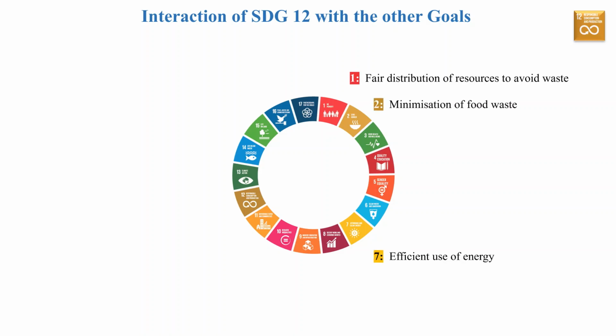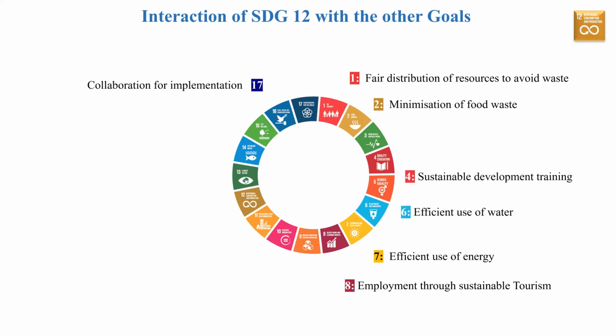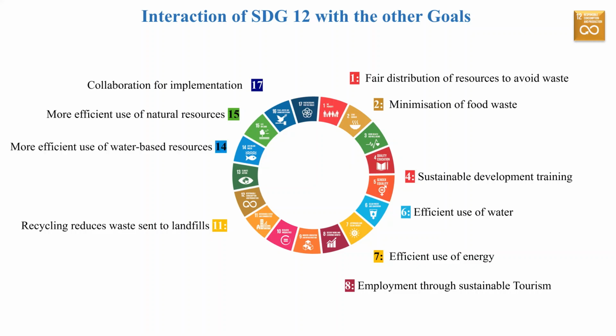Minimizing food waste, we've spoken about efficient use of energy. How can you make your buildings more efficient? Even your homes, how can you make them more efficient? And we're talking about construction just now, and some of these toilets, the older ones, have a huge tank, but you don't need that amount of water to flush. So we're seeing those toilet water tanks becoming smaller just to increase efficiency with regards to water. Employment through sustainable tourism, collaboration for SDG number 12, efficient use of water, I've just spoken about, training in the area of sustainable development, reducing waste that goes to landfills, we've spoken about. So that's the interaction between goal 11 and goal 12. More efficient use of natural resources, we've spoken a lot about this, the same with water.